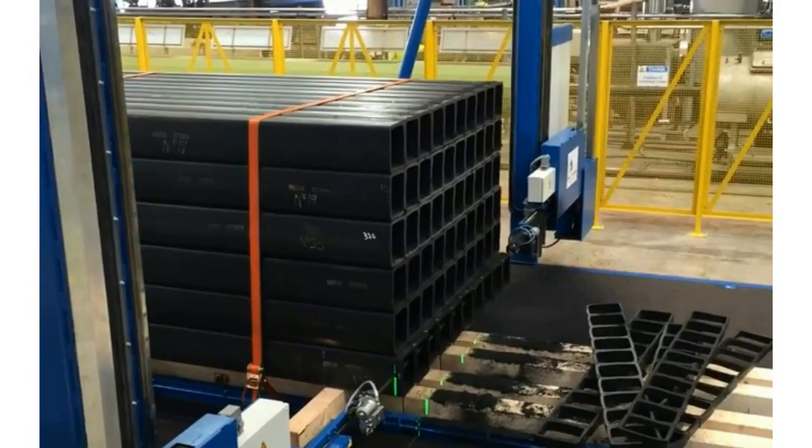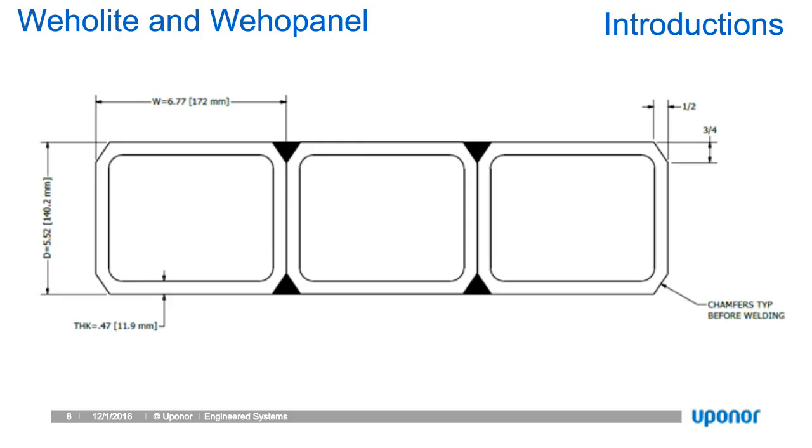So to start off with, the key component that we start off with is a box beam structure, which is extruded out of our extruders. That's the base component of our Weholite pipe, as well as our Weholite panels. Just a quick diagram of this. You can see one of the Weholite pipes.